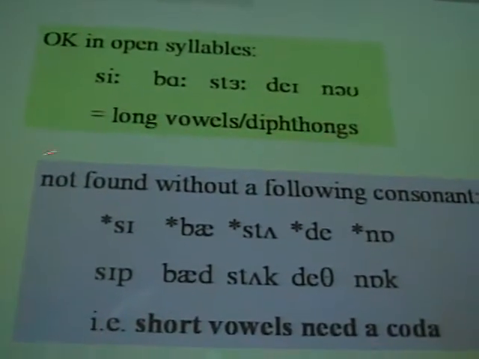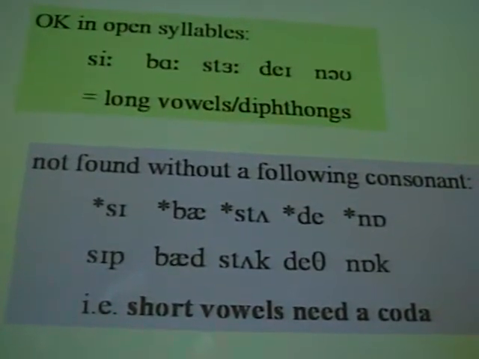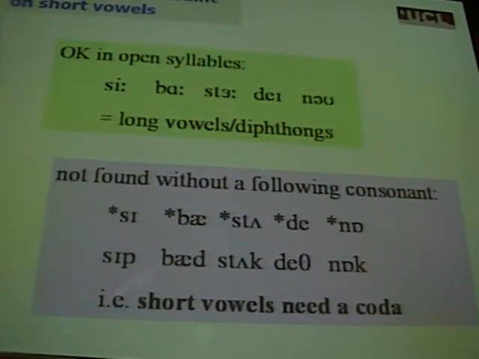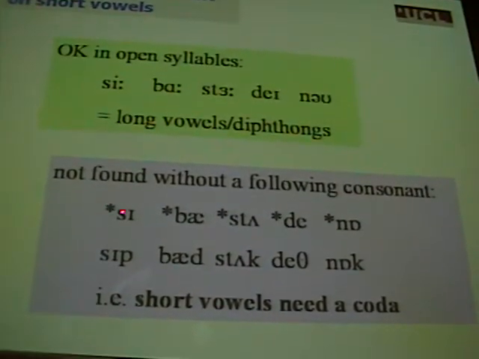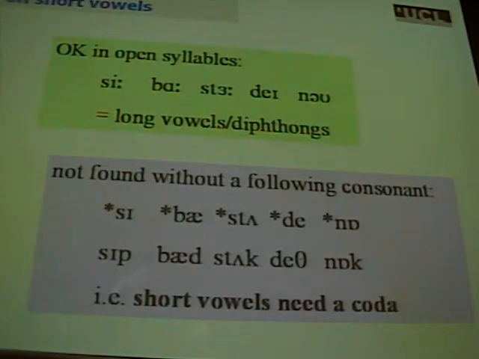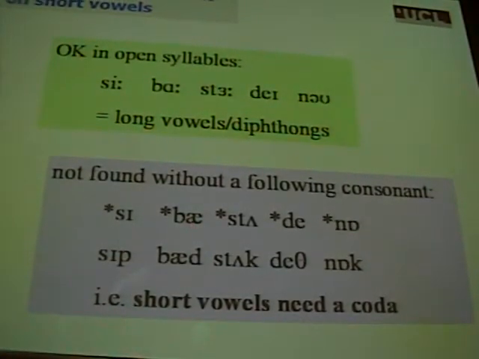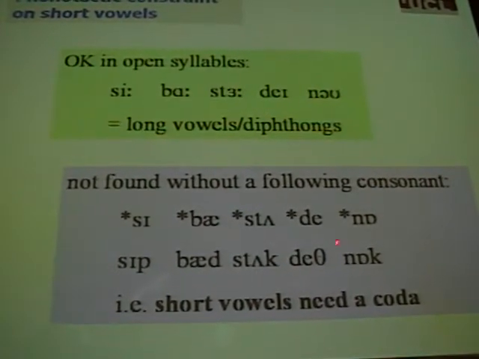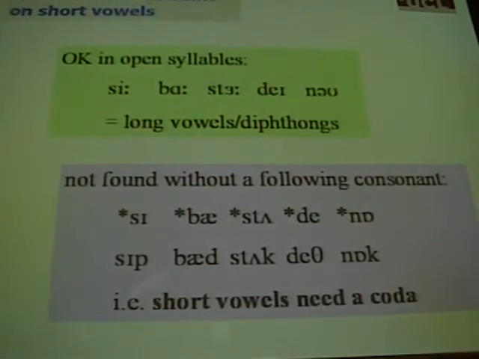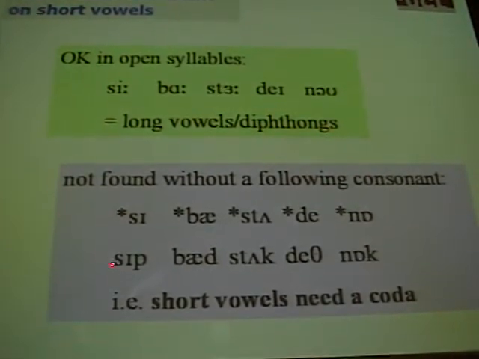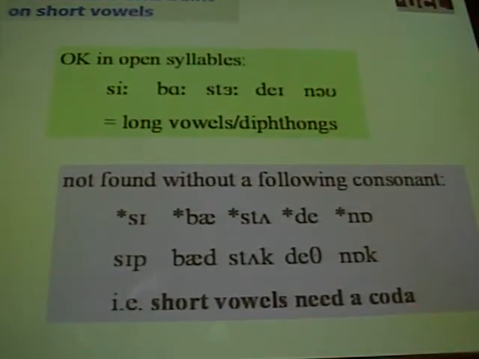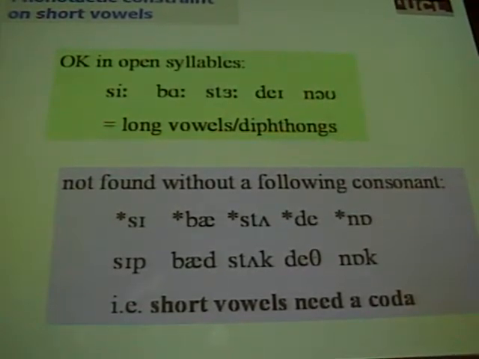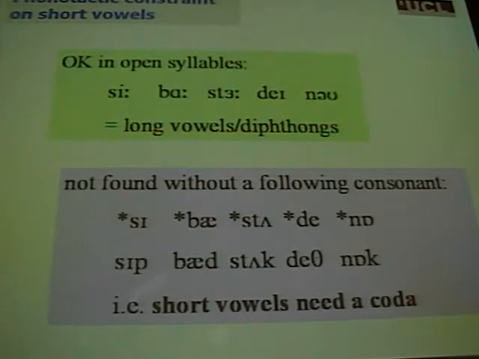But when we look at the short vowels, we find something different. We don't have any stressable syllables of the type si. That's what the asterisk means, the star, an impossible word. You can't have an English word bat. You can't have an English word star. You can't have an English word deaf. You can't have an English word not. But you can have sit, bad, stuck, deaf, knock. Because there we have a final consonant in the syllable, and that means it's now all right.